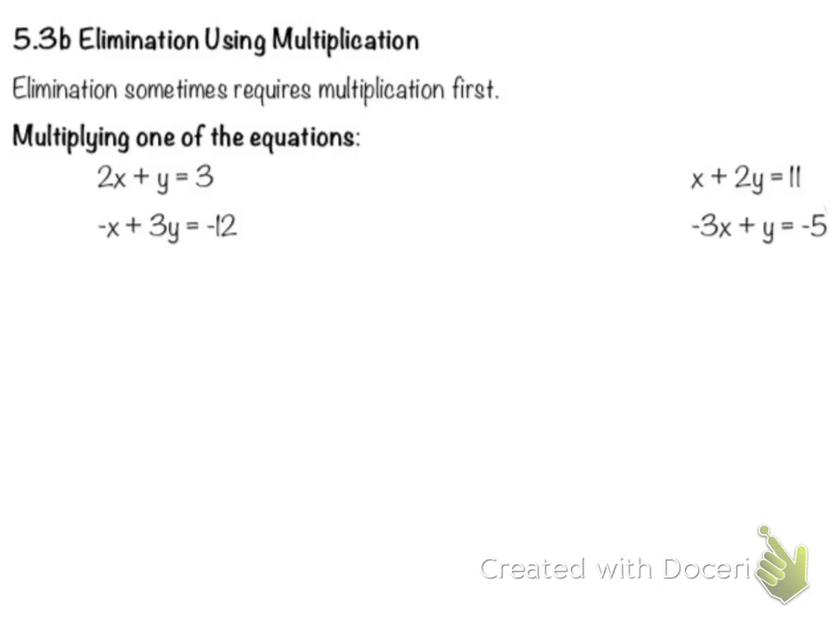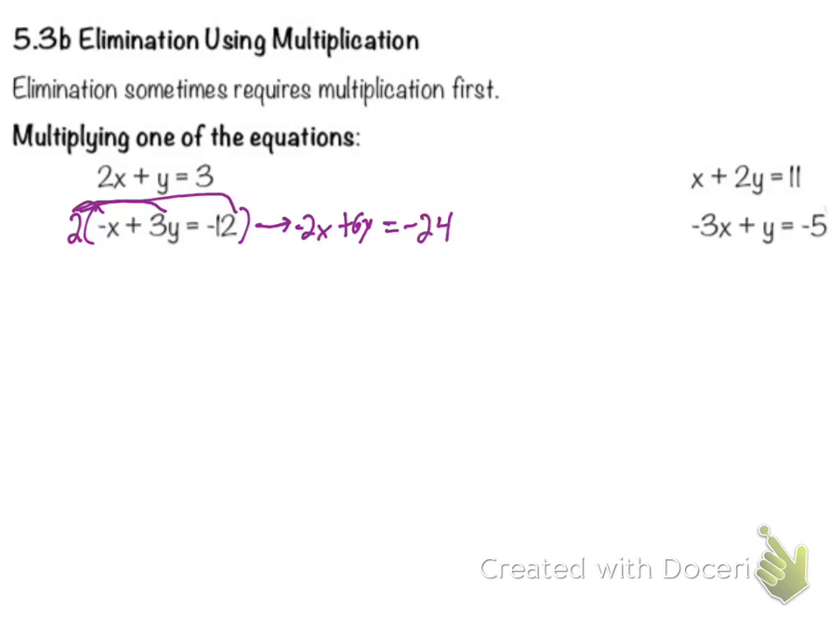Okay, so let's try and multiply this bottom one by a 2. So what we're going to do is write a 2 in front of that and put a parenthesis there, and we're going to distribute in that 2. And I'm going to draw an arrow, and write my new equation off to the side here where I have some room. 2 times negative x is negative 2x. 2 times 3y is 6y equals, and what's 2 times negative 12? Negative 24.